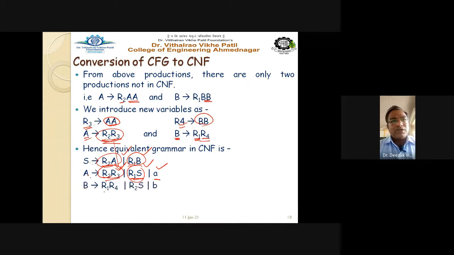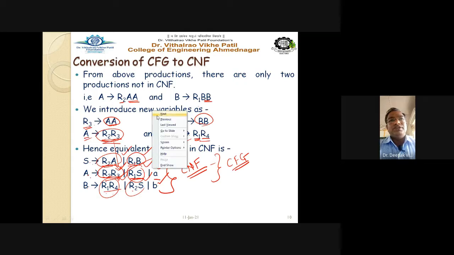B produces R1, R4, this is taken here. So yes, it is also in CNF, non-terminal non-terminal. Then B produces R2S, non-terminal non-terminal, also in CNF format. And capital B produces small b, it is also in CNF format. So all production rules are in Chomsky normal form. So this is the equivalent grammar to our given context-free grammar, right? So these are actually the steps of how to convert the CFG into CNF, right?